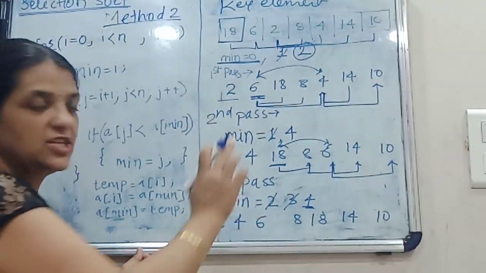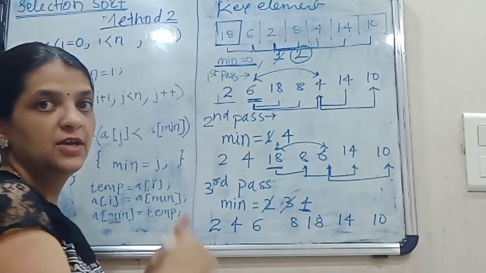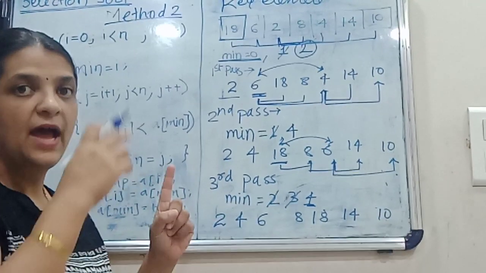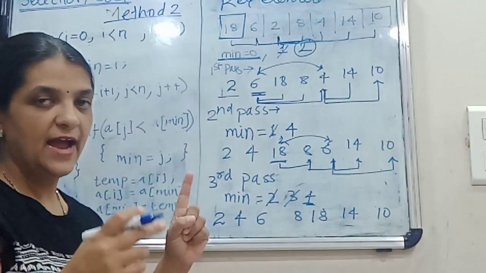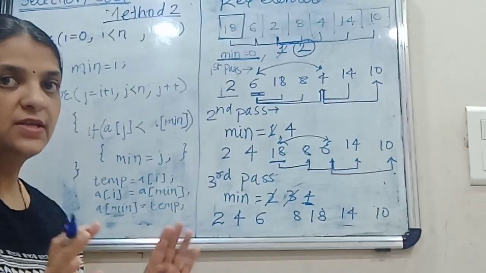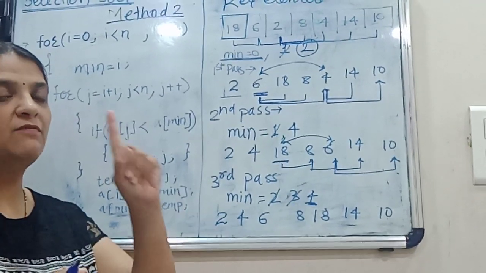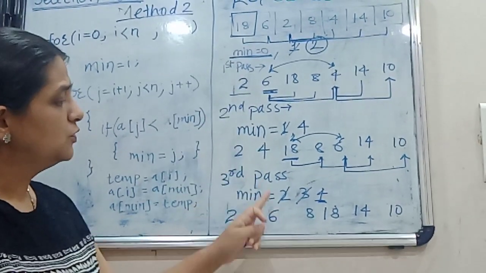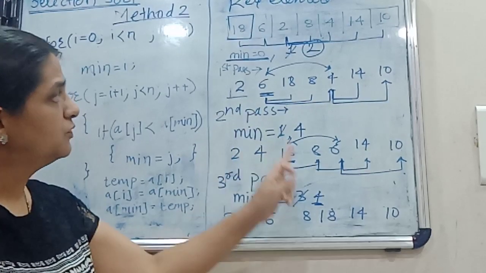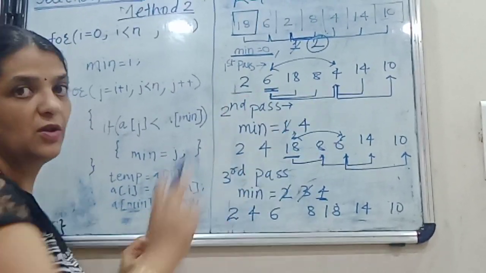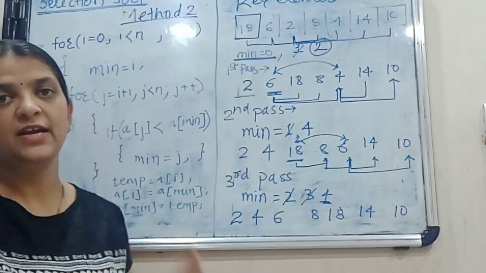You will be changing your min positions, comparing, and at the end of the pass you will be swapping. So in this, swapping will be done only once in one pass. So here you will be executing the fourth pass, then fifth, then sixth, and at the end of all passes you will get the sorted list.